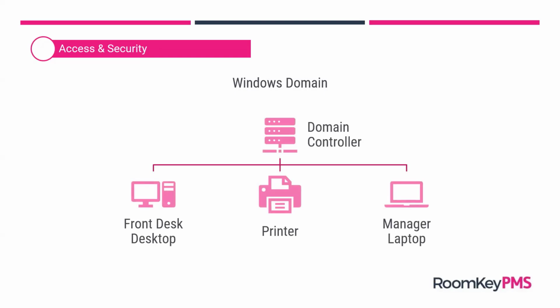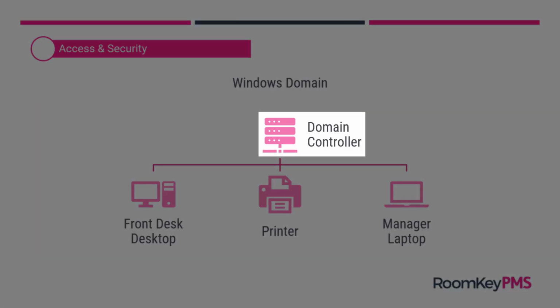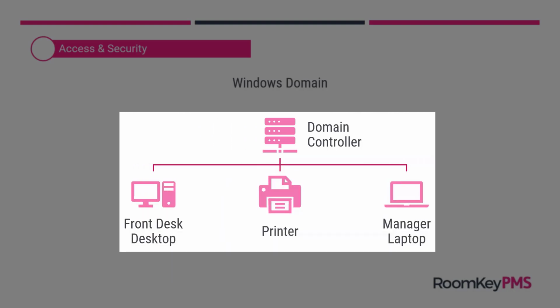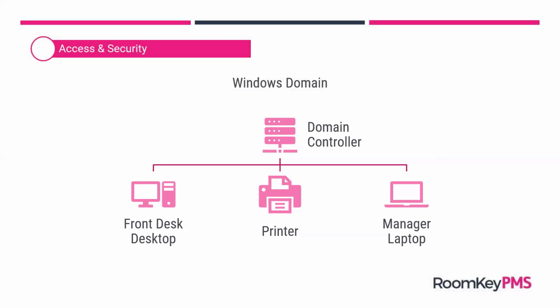Windows domains provide network administrators with a way to manage a large number of PCs and devices and control them from one place. So that means one or more servers, known as a domain controller, have control over the domain and the computers on it. So in this example, we've got a domain controller and it oversees or maintains control over the front desk desktops, any printing devices, as well as any manager laptops. You could have several domain controllers overseeing several different types of devices within your network there.